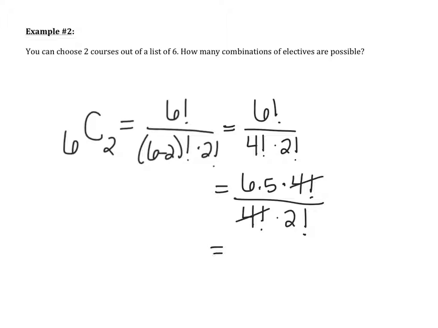So 6 times 5 is 30, and 2 factorial is equal to just 2. So 30 divided by 2 is 15. So that means that if I had a list of 6 classes, and I'm going to take 2 of them at a time, I would have 15 different combinations of picking 2 of those 6 classes.